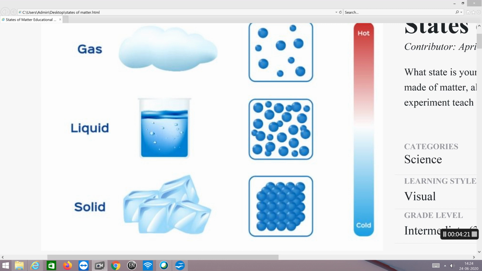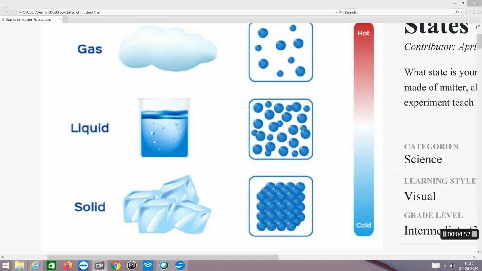And see in gas, the molecules are far apart. That means the intermolecular space, the space between the molecules, is very high. And the force of attraction is negligible, means very, very less. They can move inside the container as well as they can escape from the container. So the gases have no definite shape, no definite volume.